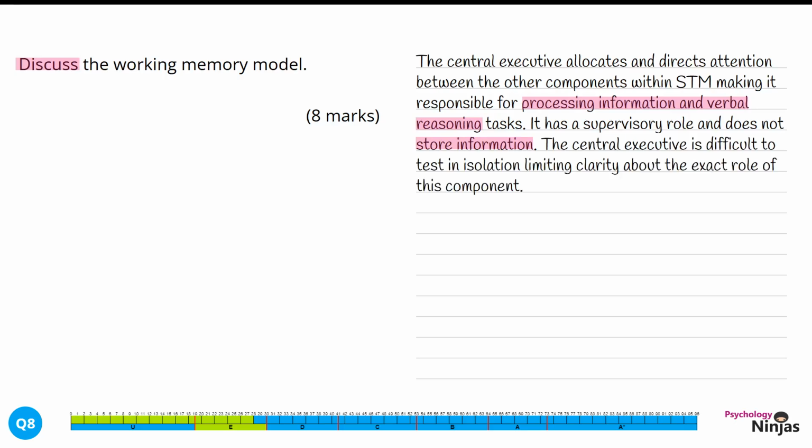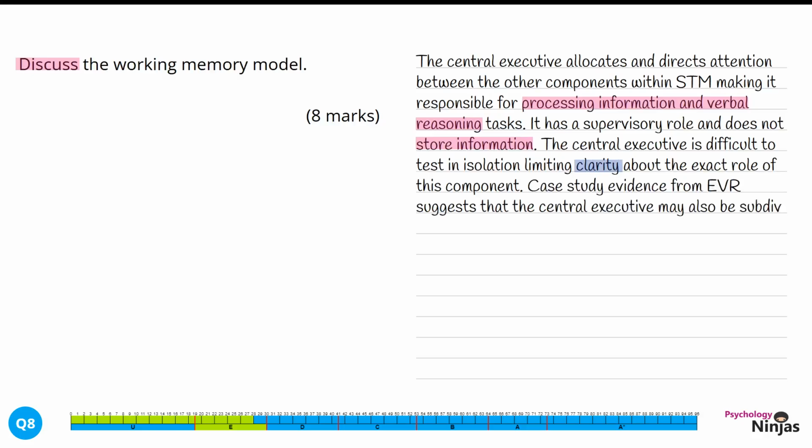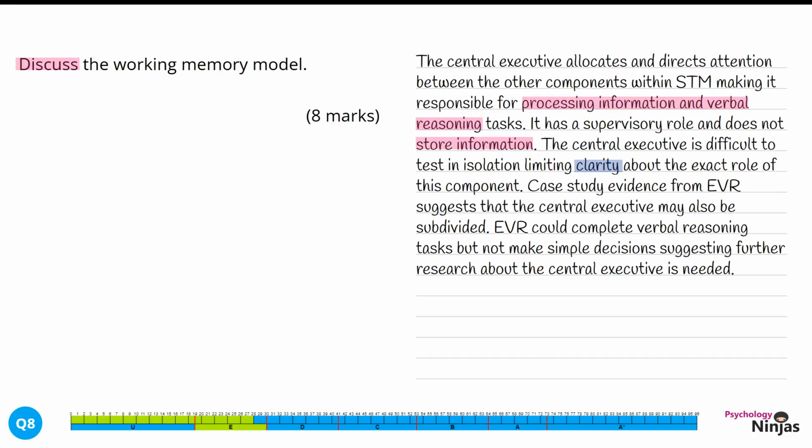The central executive is difficult to test in isolation, limiting clarity about the exact role of this component. We've made a discrete point about a problem with the central executive. From here, we're going to give some research to support this point. Case study evidence from EVR suggests that the central executive may also be subdivided. EVR could complete verbal reasoning tasks, but not make simple decisions, suggesting further research about the central executive is needed.